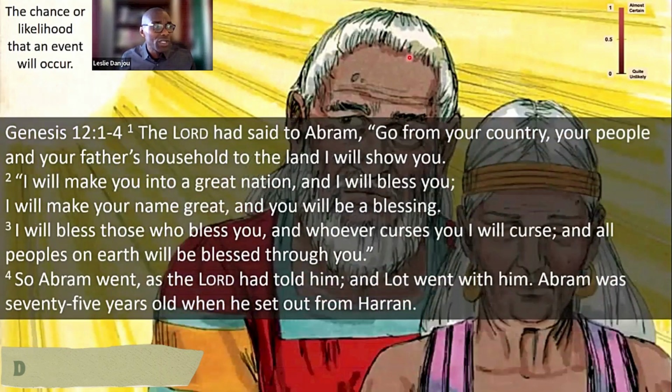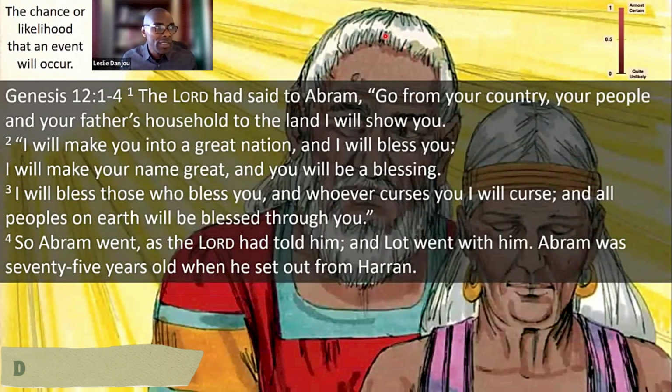In Genesis 12:1-4, the Lord said to Abram, he didn't change to Abraham until later, anyways, he says, go from your country, your people, your father's household to a land I will show you. I will make you into a great nation. Wait a minute. How can you make me into a great nation? I'm old and I got no kids. What are you saying?